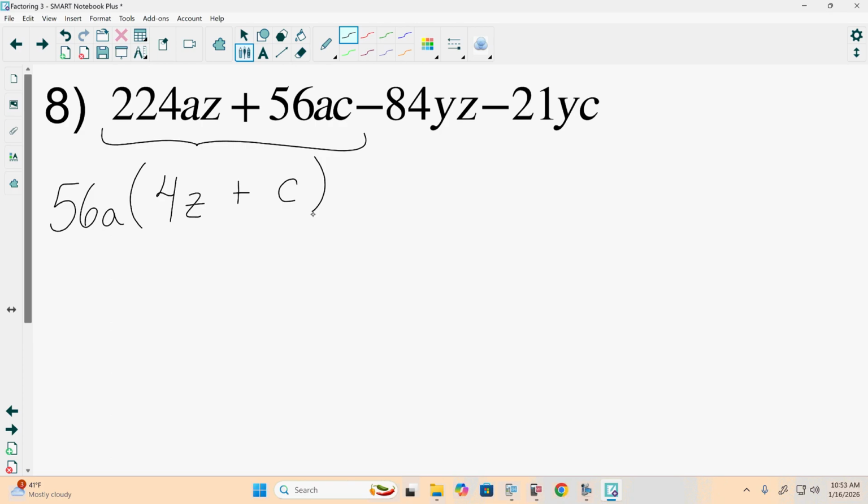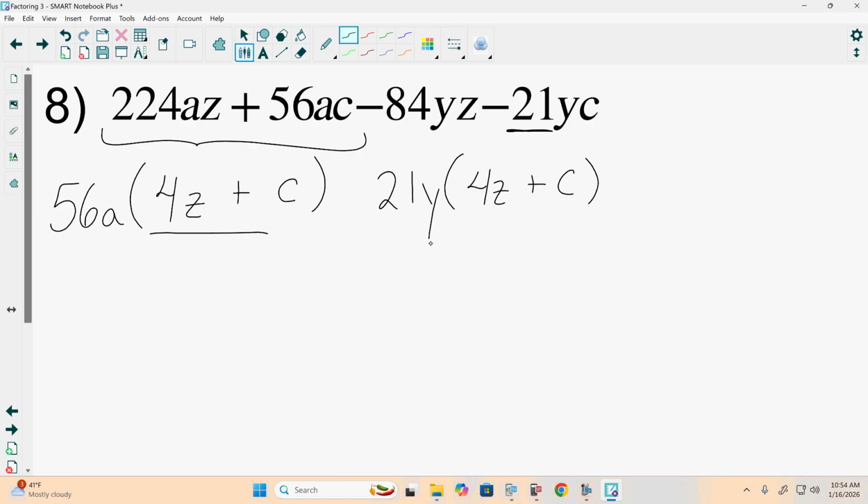Yes? Now we know, because we're able to factor this, the other should be the same. It should factor to 4Z plus C, yes? So I need to find a number and term to factor out of negative 84YZ minus 21YC to get 4Z plus C, yes? Well, 21, because especially with the second one, I'm trying to go from 21 to 1, yes? So it should be 21, and we should also have what? Y.